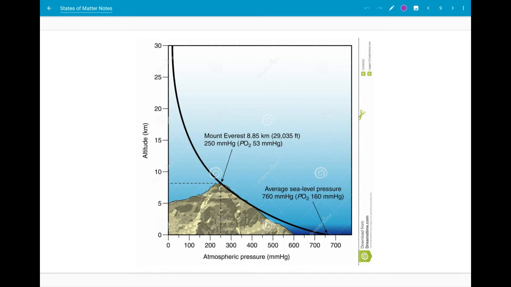Here is showing 760 millimeters of mercury. And here we could look at how different it is at Mount Everest, with its atmospheric pressure at 250 millimeters of mercury. Theoretically, things would boil at a much lower temperature on Mount Everest, but it would take forever to cook something. Then you can see we're probably over here in terms of altitude.